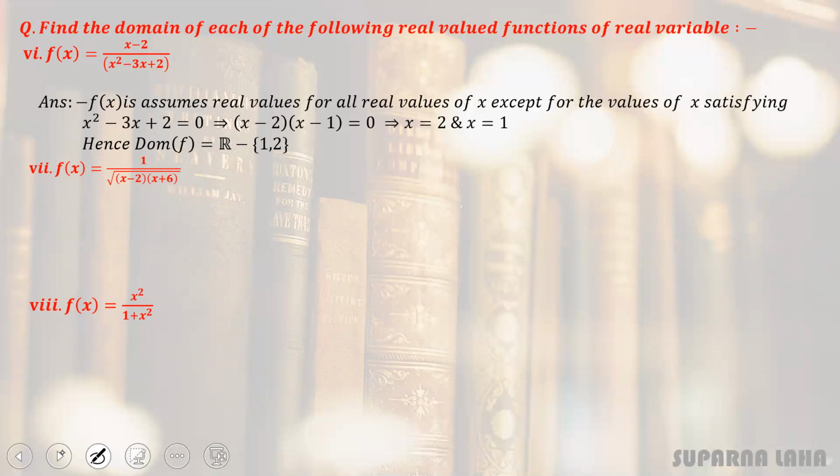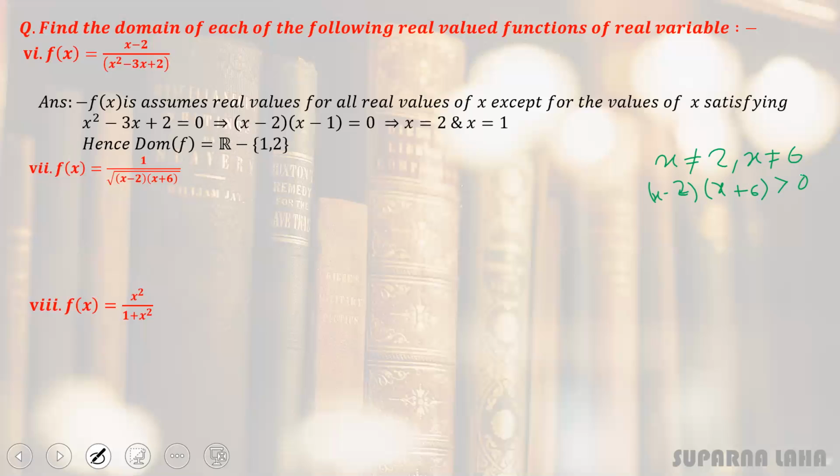Now the next one is given: 1 upon root over (x - 2)(x + 6). First of all, the denominator is non-zero. Since if the denominator is 0, the function is undefined. So x is not equal to 2 and x is not equal to -6. That's the first condition. The second condition is that the product of these two factors, (x - 2)(x + 6), is greater than 0. We will not use the equal sign, since if it is equal to 0, the denominator will be 0, which is undefined.